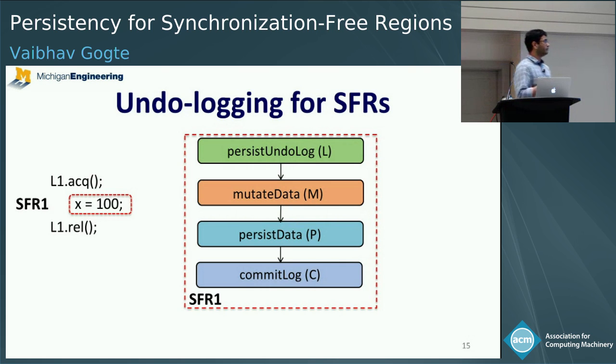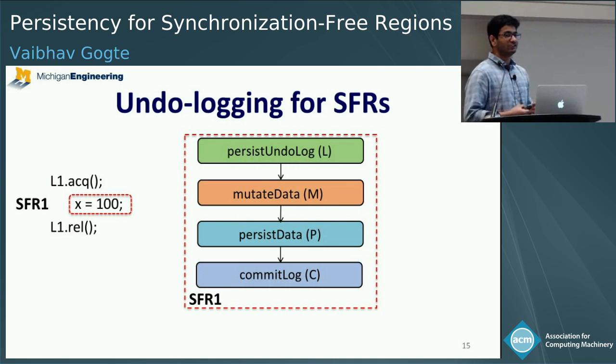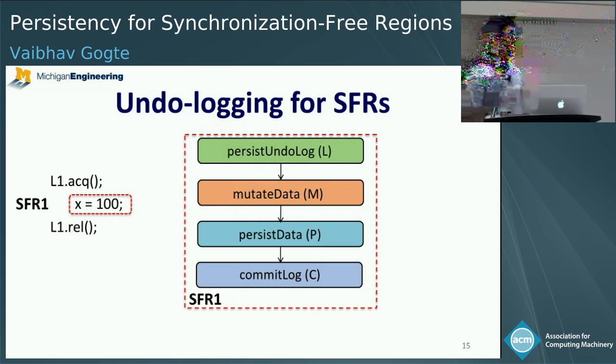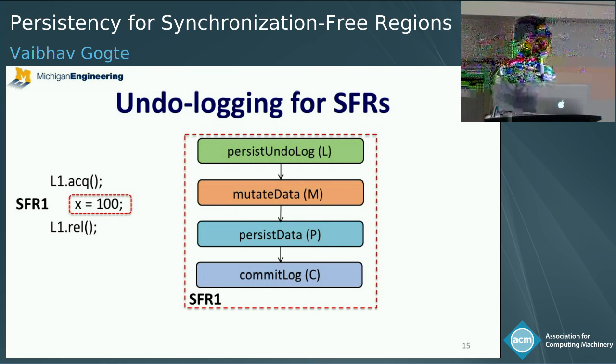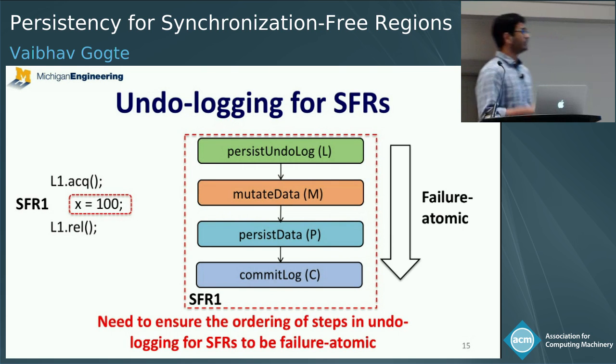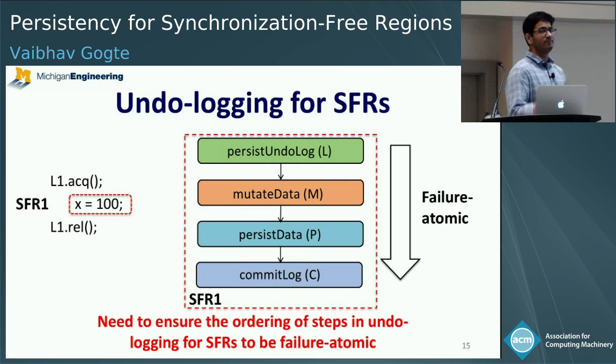Once we create a log entry, we go ahead and perform the actual update, or we mutate data. Then we persist this data, or we flush this data from the volatile caches all the way up to the persistent memory. Note that this is a high latency operation because our program needs to stall until all the updates are flushed to the memory. And this brings a high memory latency, which is of the order of hundreds of nanoseconds, in the critical execution path. Finally, once that is done, we go ahead and clear logs, or commit the log entries. For the SFR to be failure atomic, these four steps need to happen in this very specific order. And our compiler ensures that by annotating these steps with fence operations in between.